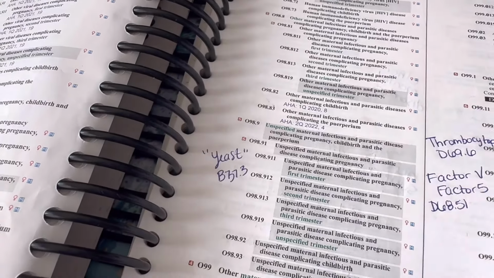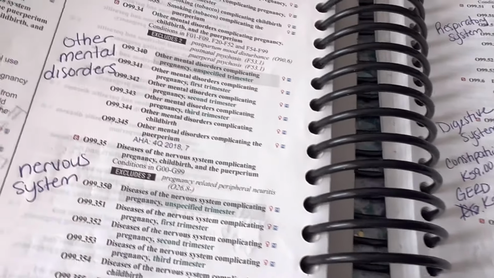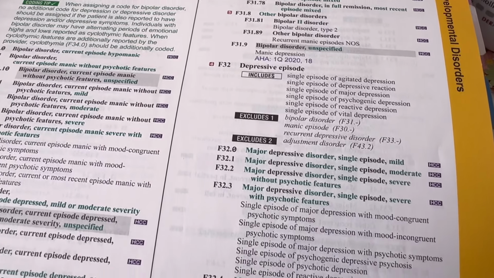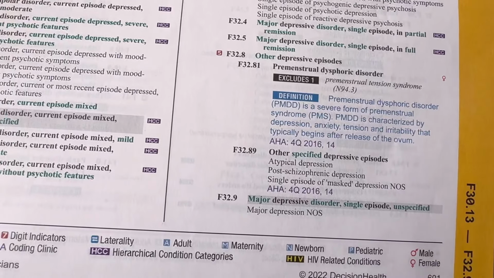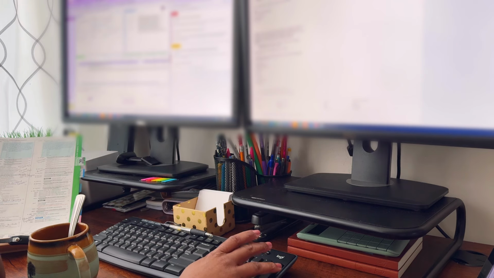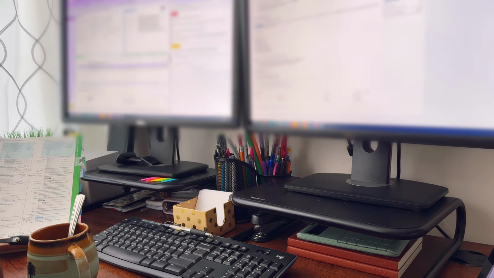And depression is also mentioned here in the H&P note. So I'm gonna use 099344. And the depression code, which is F32.9. Let's see here. All right, that looks good. And I have one more note by this provider. That looks good as well.